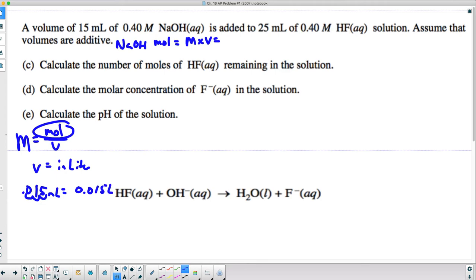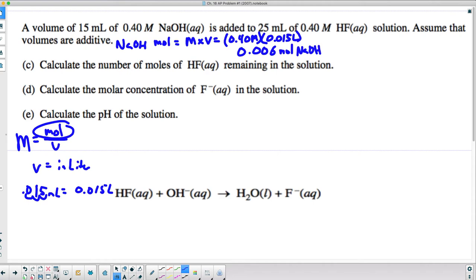So that means my molarity here is 0.4 times 0.015 liters. When I multiply those two, 0.4 times 0.015 gives me 0.006. So the number of moles I have of this is 0.006 moles of NaOH.